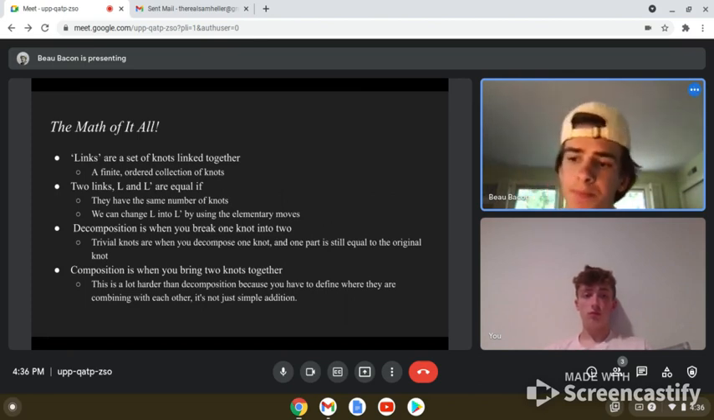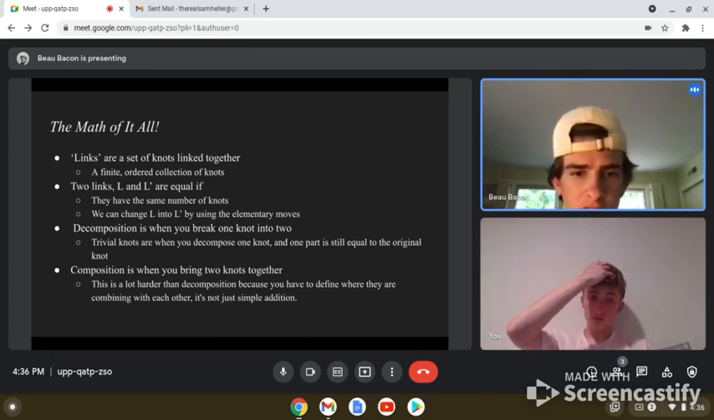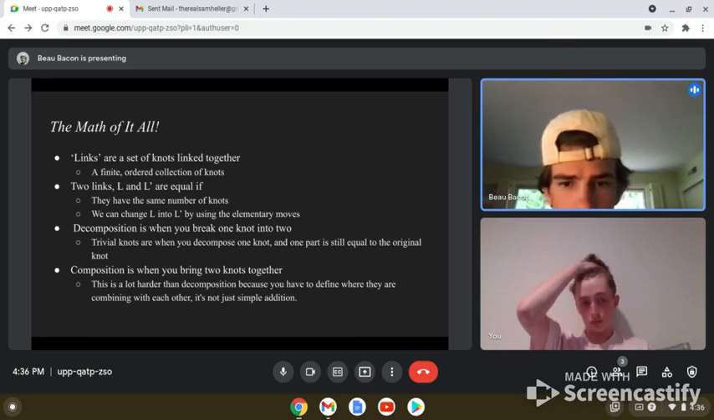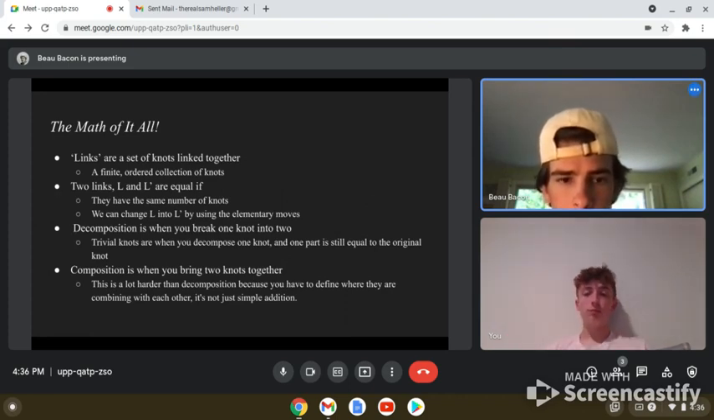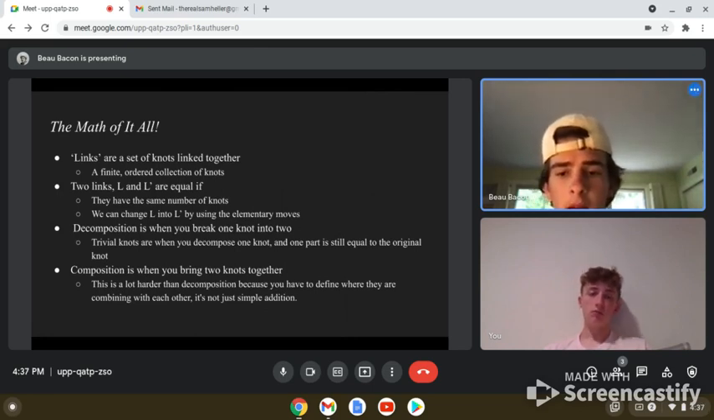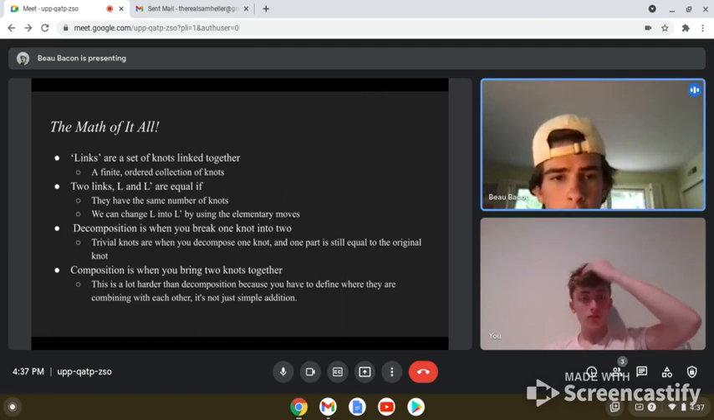So they have the same type of knots, but they can be orientationally different. Decomposition is when you break one knot into two, which I'll show you in a little bit, and I'll show you trivial knots, which is when you decompose one knot and one part is still equal to the original knot. Composition is when you bring two knots together, and that's a lot more complicated mathematically, and I'm going to show you why in just a sec.